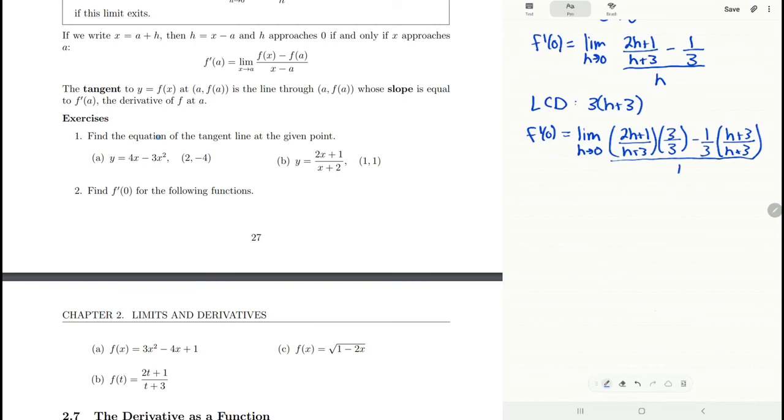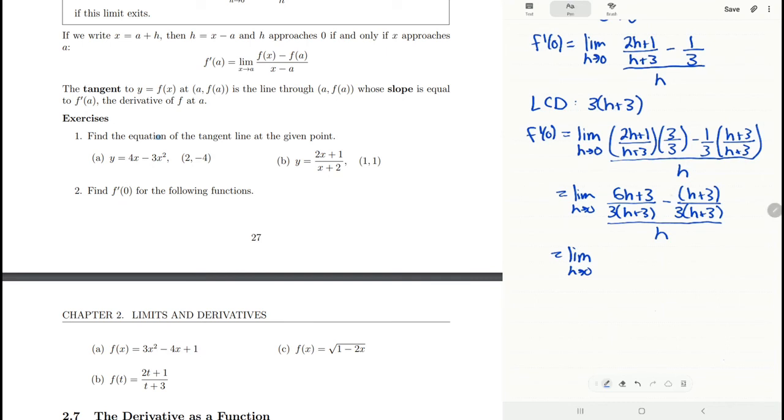And that's all divided by h. So we have the limit as h goes to 0. So now let's distribute the brackets. We have 6h plus 3 over 3 times h plus 3, minus h plus 3 divided by 3 times h plus 3. And that's all over h. So now we can make a common denominator. Or since we have a common denominator, we can now combine the fractions.